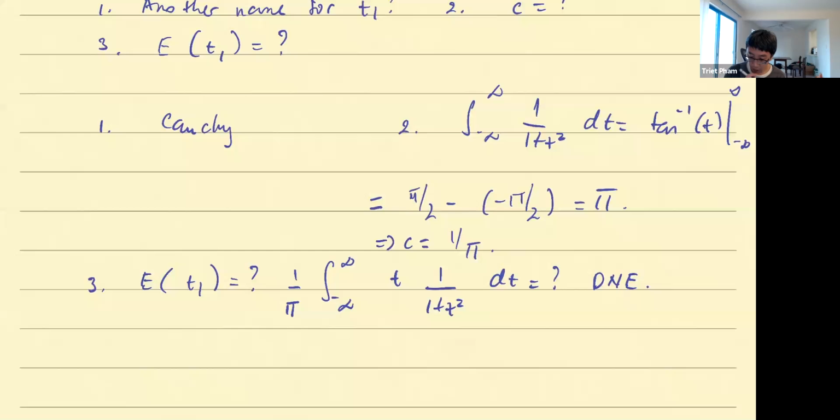basically, if you were to take the antiderivative of this by u-substitution, what you'll get is something like the natural log of 1 plus t squared, over 2. But you cannot do this because you get something like infinity minus infinity, and that's exactly an undetermined form. Okay, it does not exist.